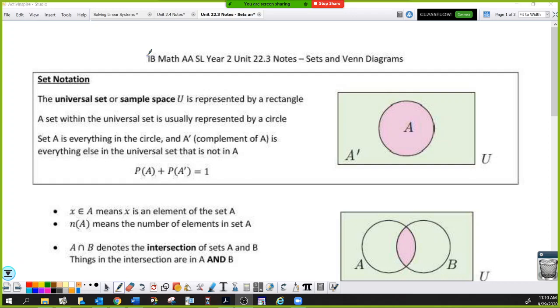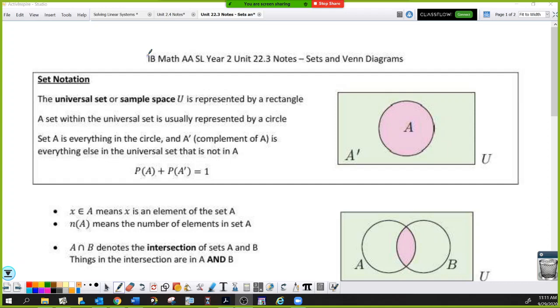Sets and Venn diagrams. Well, first thing we need to talk about is set notation, and we need to know what the universal set or the sample space U is. Typically, I just say your universe. So the universal set is represented by a rectangle, and a set within the universal set is usually represented by a circle, and anything that is in the universe can be called a subset of the universe, or any set that is inside another set is called a subset.